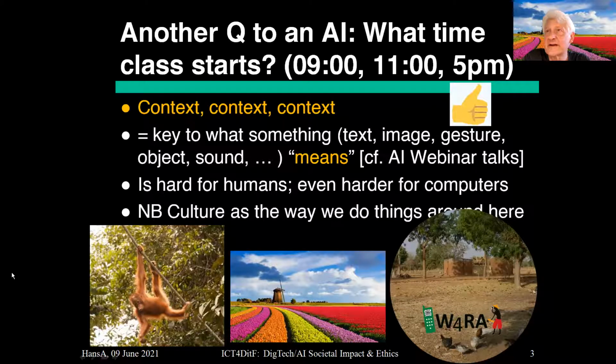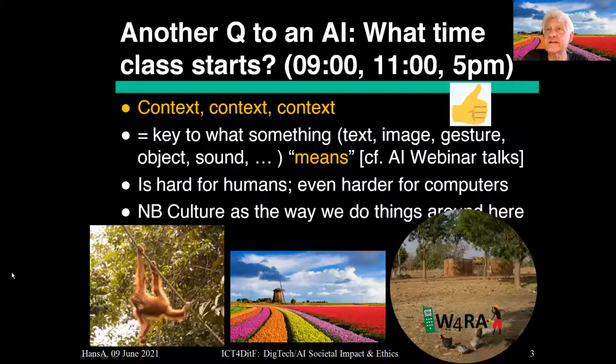This is something we already had, the confusion about what time our class starts. Is it 9 o'clock, 11 o'clock, 5 p.m.? This is also bias that is introduced because there is context, situation. We are living in different situations, in this case, different time zones. And the context is key to what something, and that might be text or image or gesture or object or a sound, actually means. And this is something that came across in several AI webinar talks.